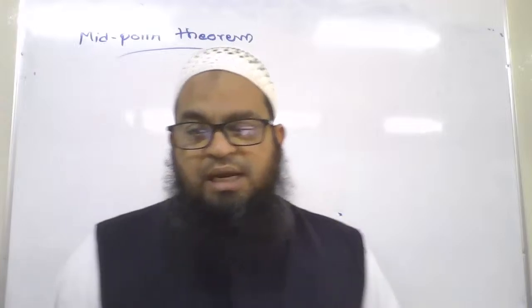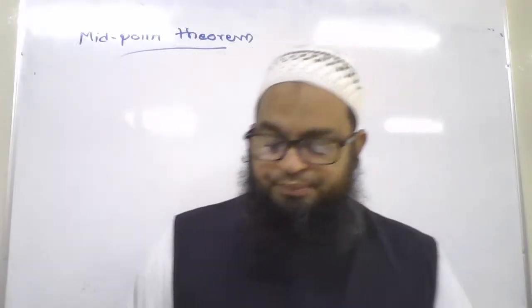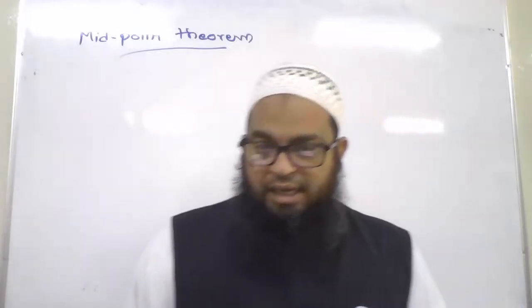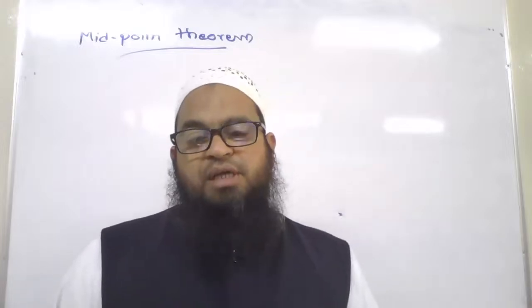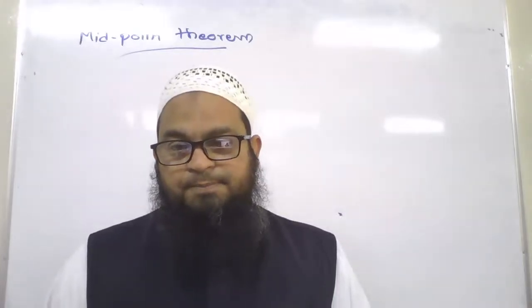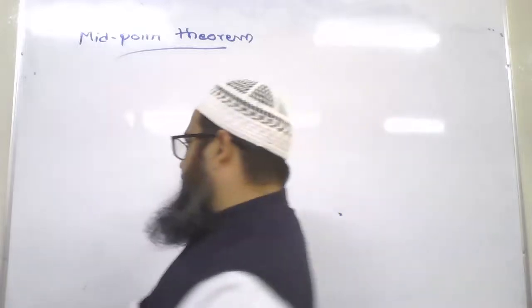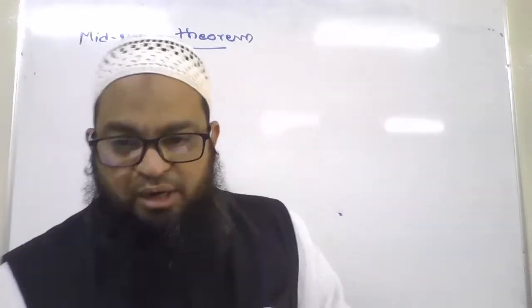Yeah, the line segment joining the midpoints. After that, what? That is more important. The line segment joining the midpoints of any two sides is parallel to the third side. Very good. Is parallel to the third side, and one more thing is there. Very good, and half of it.